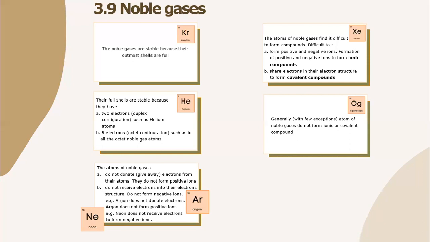For example, argon does not donate electrons. Argon does not form positive ions. Neon does not receive electrons to form negative ions. The atoms of noble gases find it difficult to form compounds, difficult to form positive and negative ions to form ionic compounds. They do not share electrons in their electron structure to form covalent compounds. In general, with few exceptions, atoms of noble gases do not form ionic or covalent compounds.